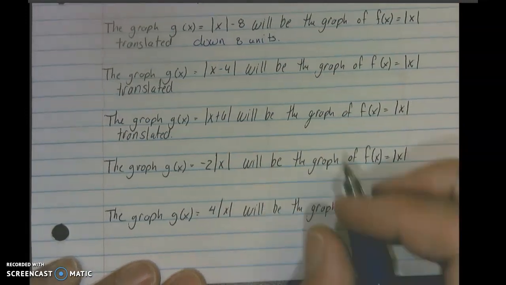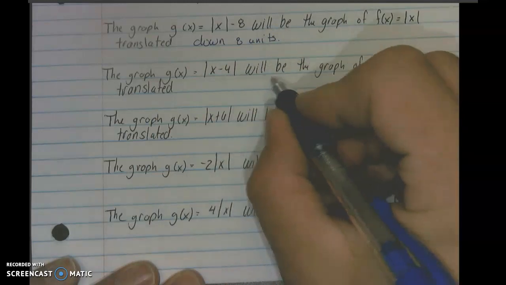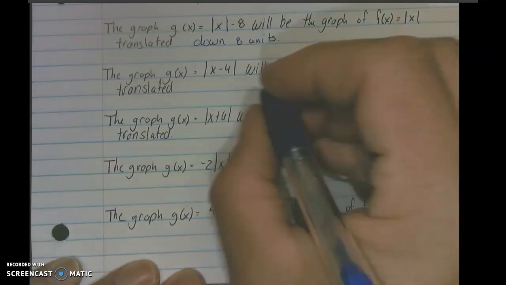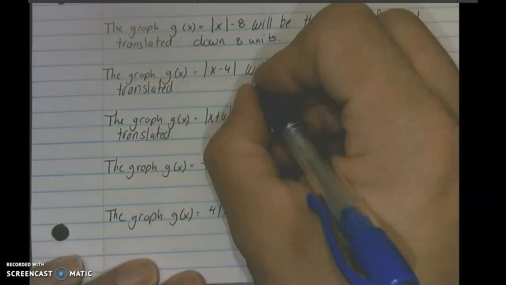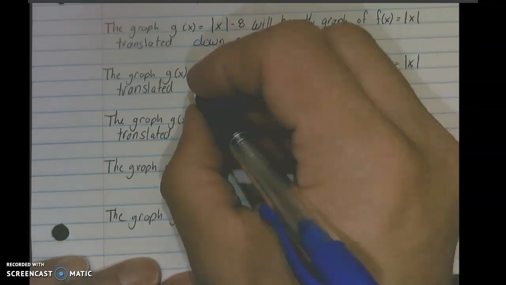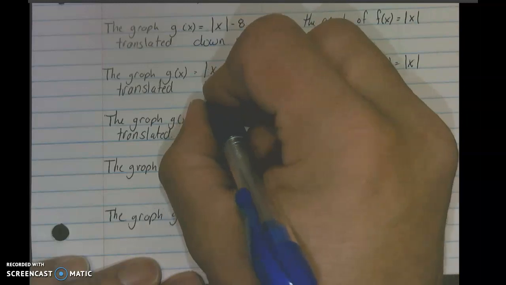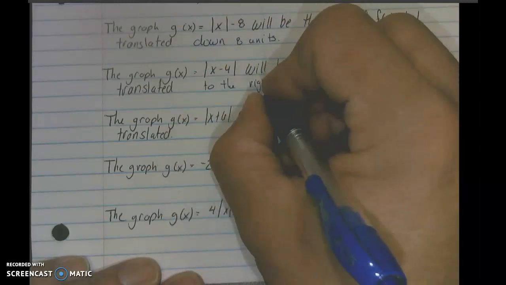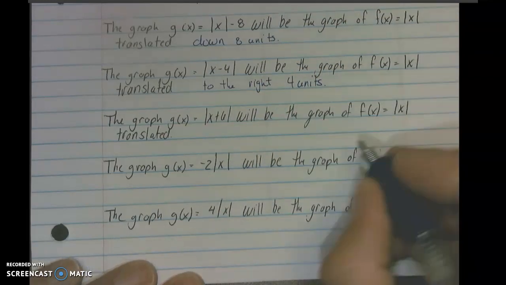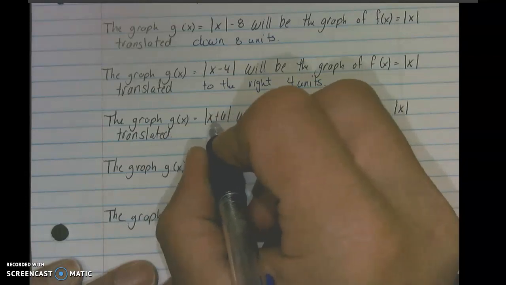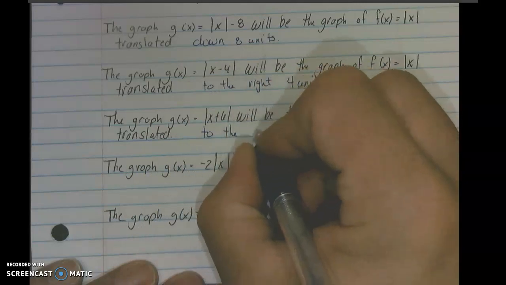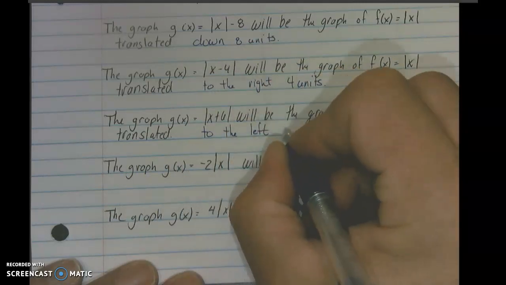All right. The graph g of x is equal to absolute value of x minus 4 will be the graph of f of x is equal to the absolute value of x translated. Let's see here. It's negative, so it's affecting the stuff inside of it. So we're going to translate it to the right 4 units. Okay. This time we have g of x is equal to absolute value of x plus 6. So it's going to be translated to the left 6 units.